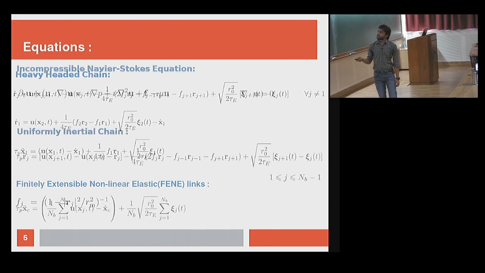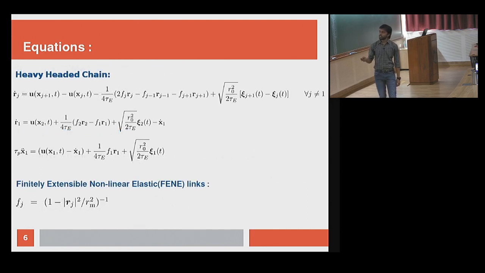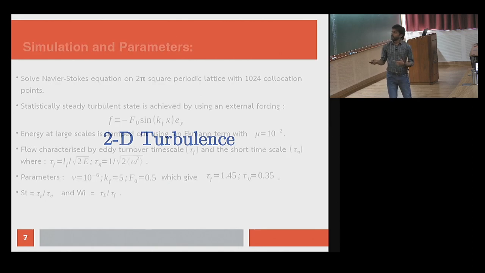In the model of springs, the spring force Fj is such that they can extend only up to a finite length. So Rm is the maximum length that we set externally. Once the length of the separation vector reaches Rm, it can no longer extend, and that sets the maximum length of the chain. So first we look at the case of 2D turbulence.